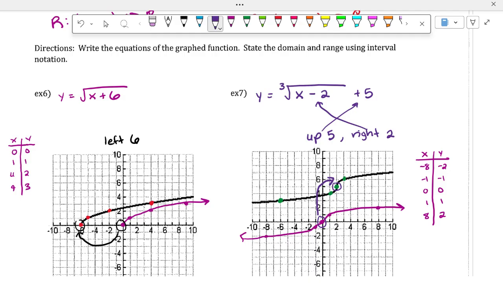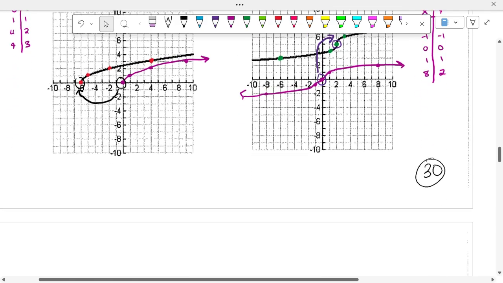So whenever it asks you to write the function from a graph, just take the 2 seconds to draw the parent graph and always go from parent to the new. And just pick a point.